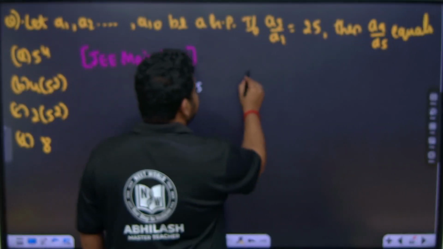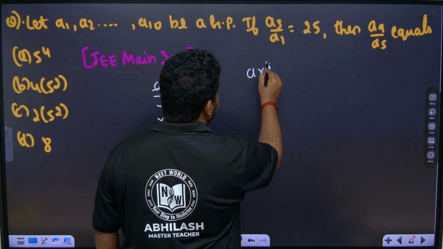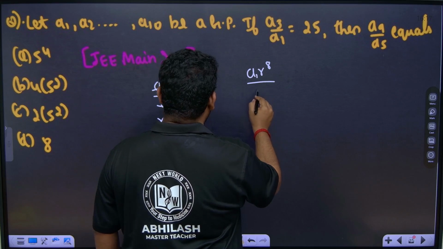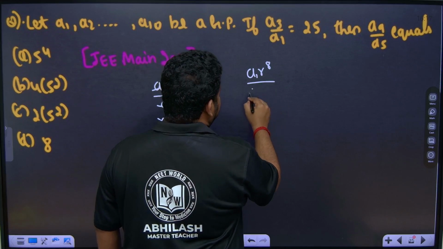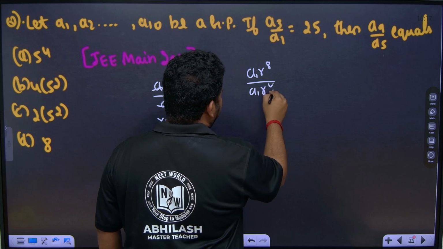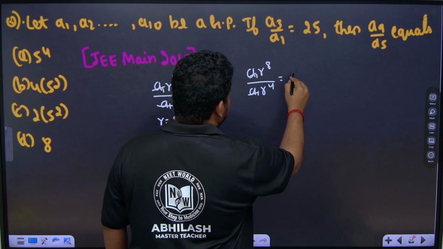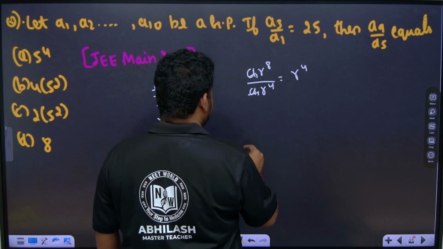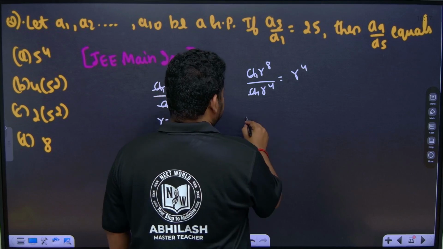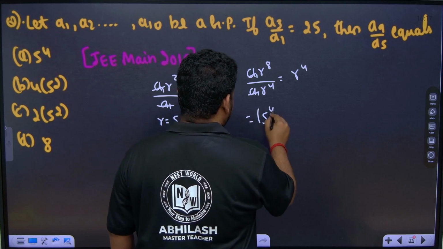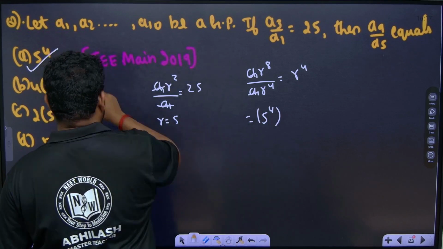Now they are asking A9 by A5. So A9 can be written as A1 into R to the power of 8, divided by A5, which is A1 into R to the power of 4. A1 I can cancel. This will be R to the power of 4. Correct? So R is 5, so the answer will be 5 to the power of 4. It is option A. Clear?